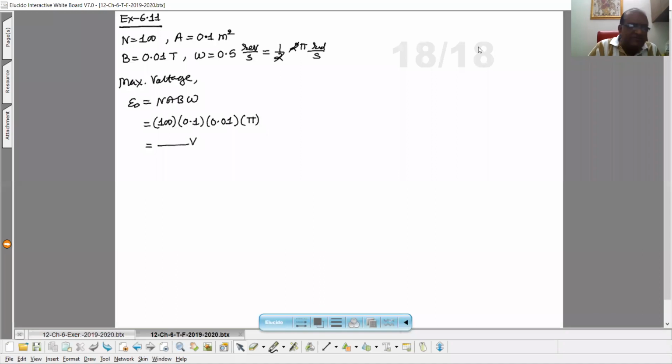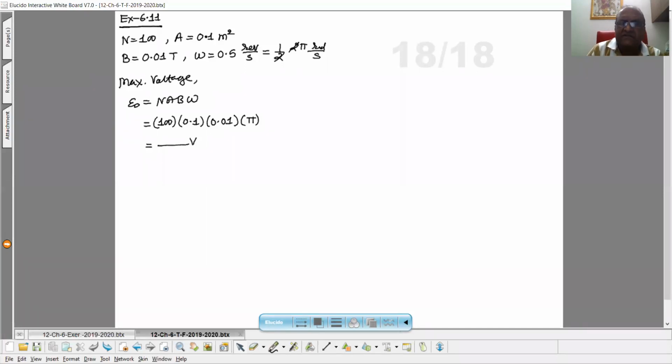Then example 6.11. Kamla pedals a stationary bicycle. The pedals of the bicycle are attached to a 100-turn coil of area 0.1 meter square. The coil rotates at half a revolution per second, and it is placed in a uniform magnetic field of 0.01 Tesla, perpendicular to the axis of rotation of the coil. What is the maximum voltage generated in the coil? Very simple thing.